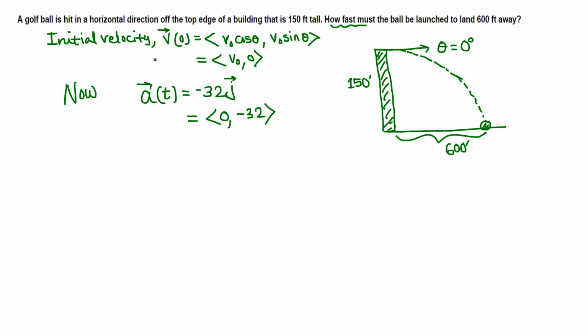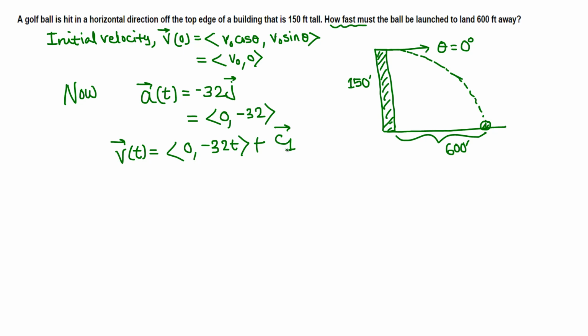So we work from here and integrate both sides with respect to time. We get v of t, the velocity at any time t, is the integral of 0, so there is nothing, we can just write 0, and the antiderivative of negative 32 is negative 32 t plus some constant of integration, let's say c1.